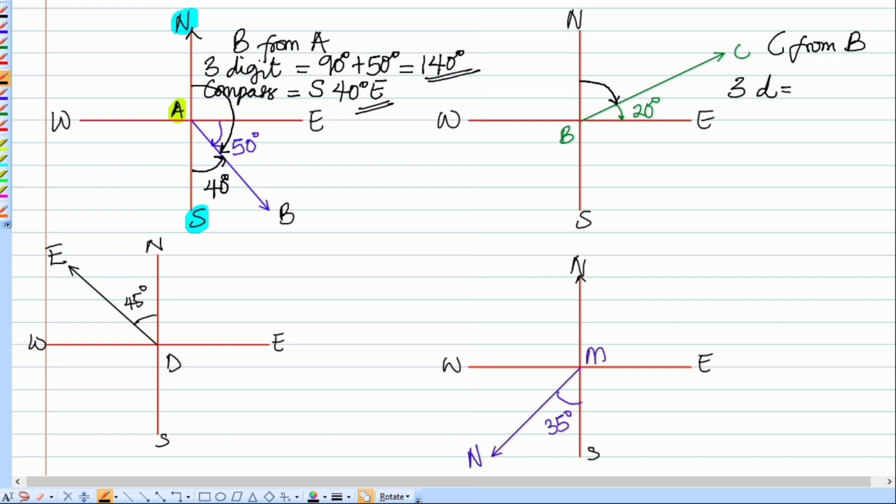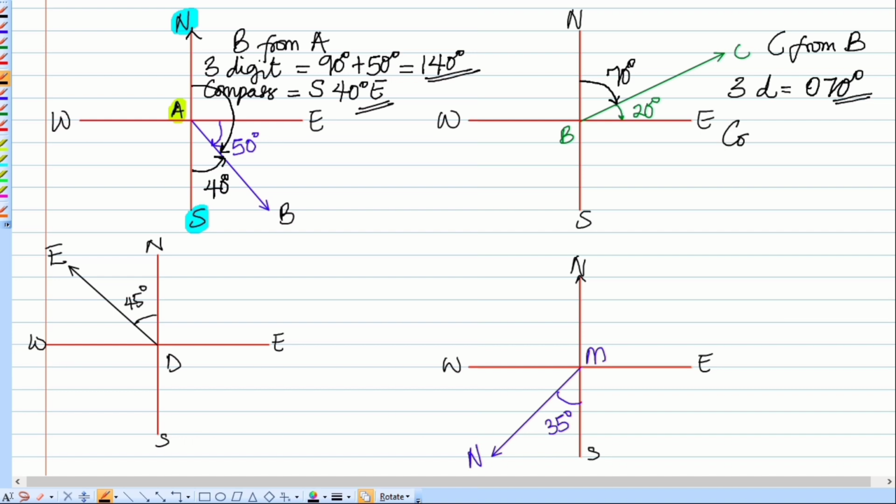So we are turning from the north to the line. So if the whole of this northeast is 90 degrees, so if this is 20, that means this remaining one will be 90 minus 20, right, which is 70 degrees. So this will be 70 degrees. Now 70 is not up to 3, so we're going to write it as 070 degrees. So that will be the bearing in 3 digits.